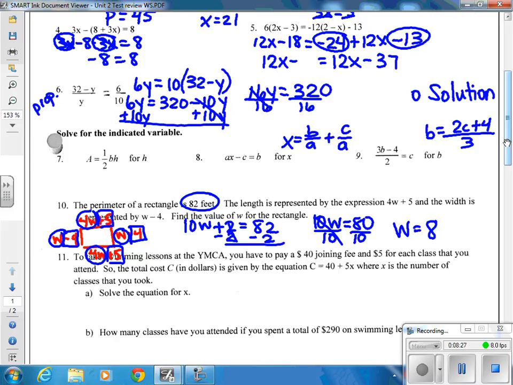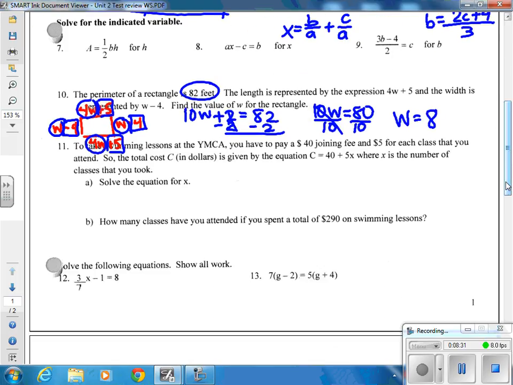All right, going to number 11. 11's got a 2-part piece to it. The first part is asking you to take the equation that's already in the problem and solve it for the letter x. So it's just like number 7, 8, and 9 were.